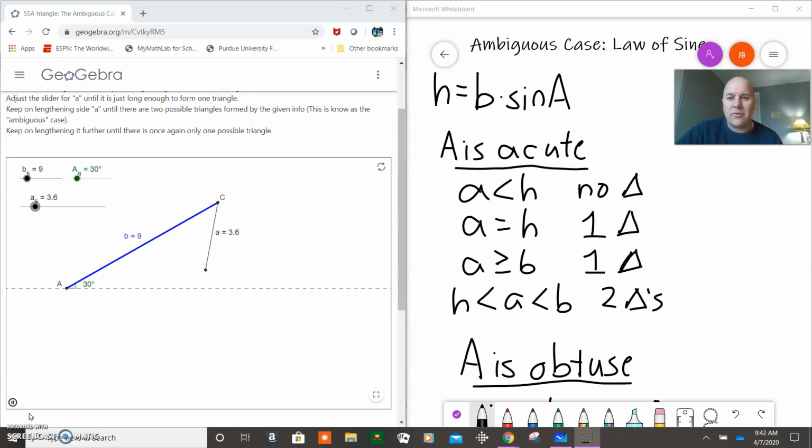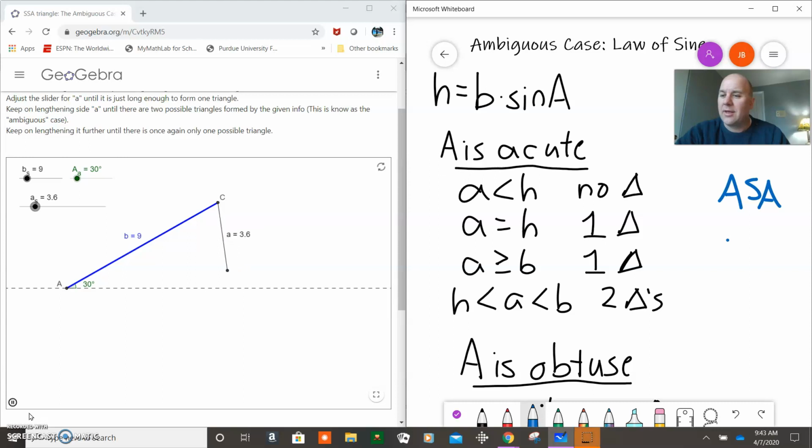And what we're getting into now is the ambiguous case. The ambiguous case is mostly the angle-side-side triangle congruency. Again, if you remember being in geometry and your teacher going through the angle congruencies, there are such things as angle-side-angle and side-angle-side.